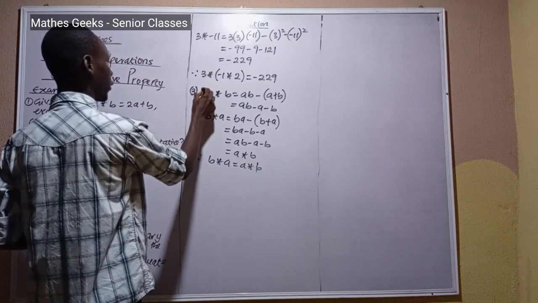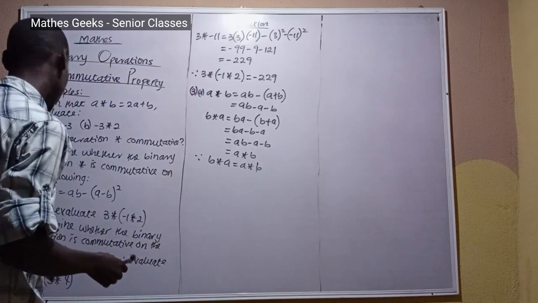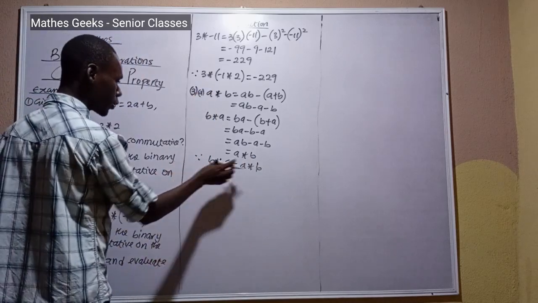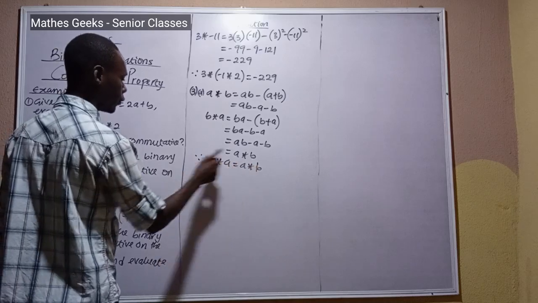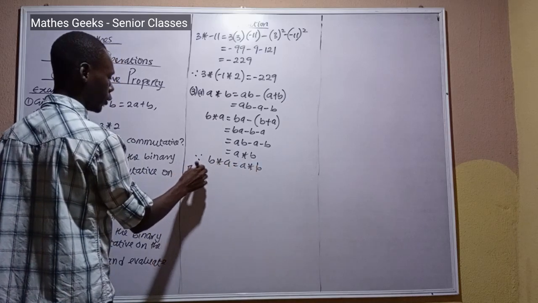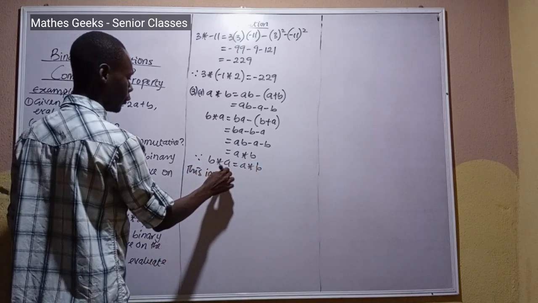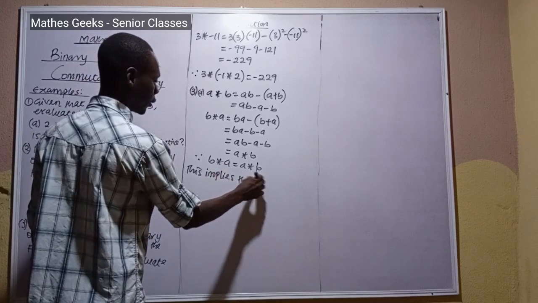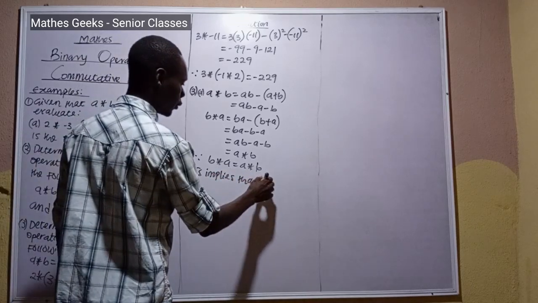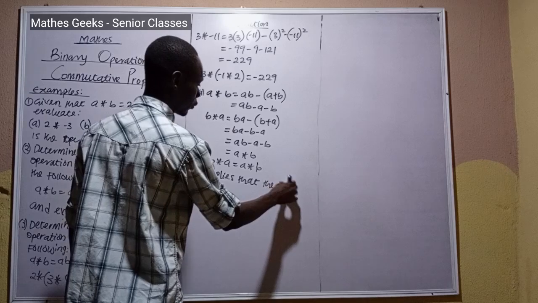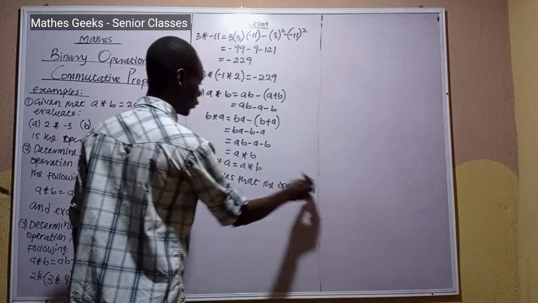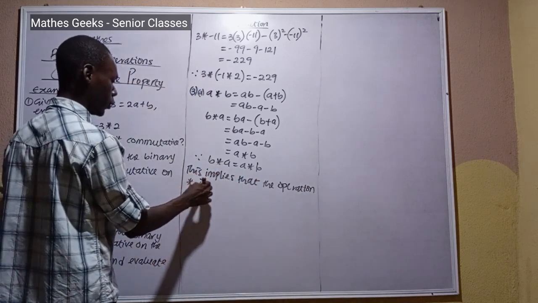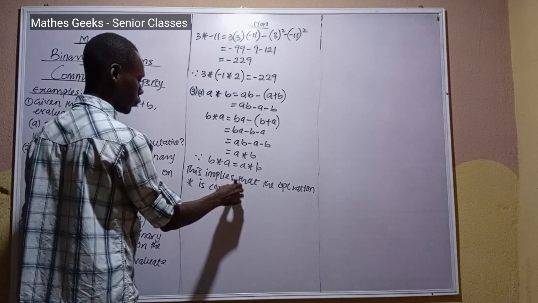So this is our answer because we have another part to work with. So since B star A is equal to A star B, this implies that the operation star is commutative.